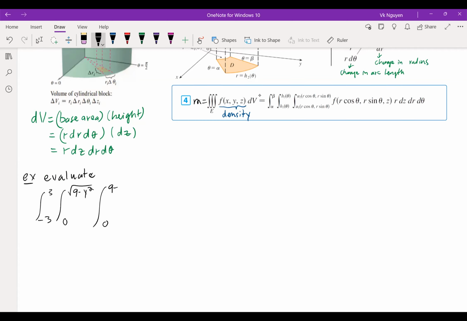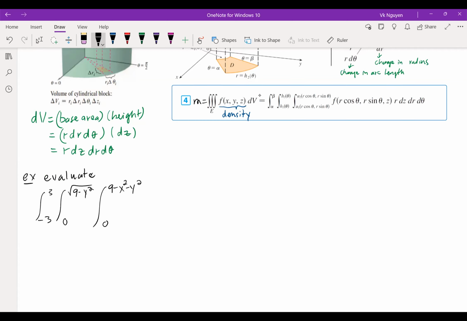9 minus x squared minus y squared, root of x squared plus y squared, dz dx dy. Yeah, that's a very nice integral here. As you can see, if you do this one directly, it can be pretty tedious work because of the square root right here. So what we can do here is convert it to cylindrical coordinates.